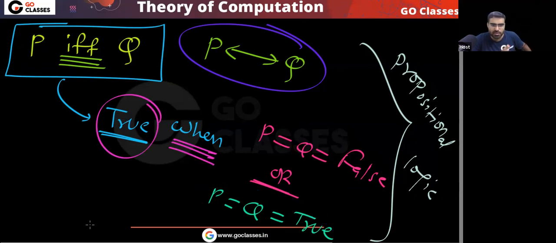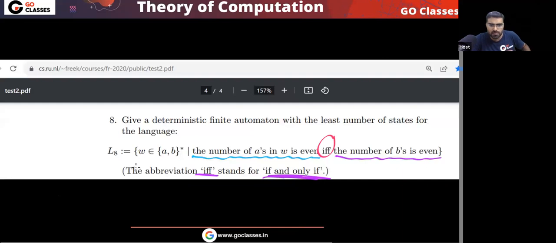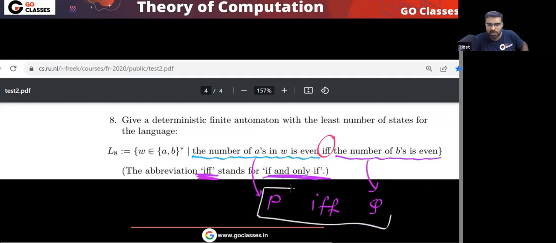So here in this question, you can notice this is if and only if. Let's call this P and let's call this Q. So you have P if and only if Q. Tell me, which strings do you have in this language?